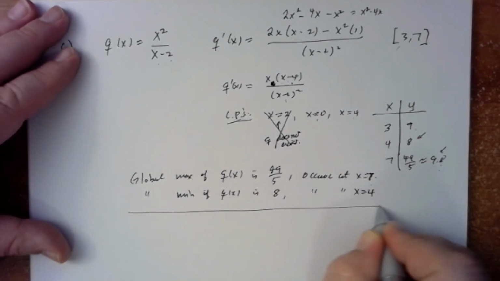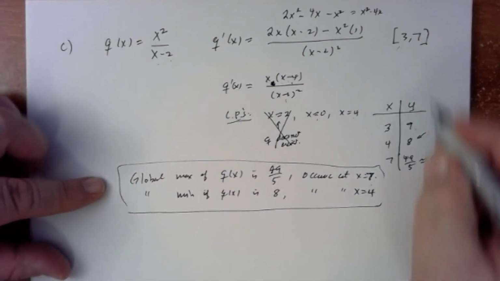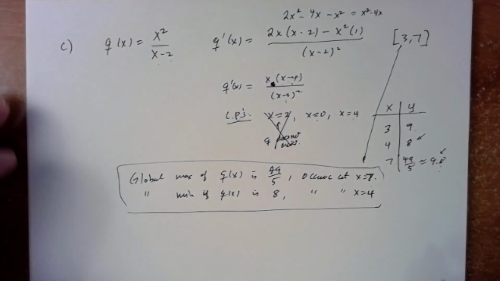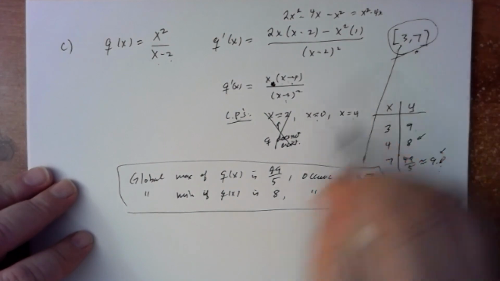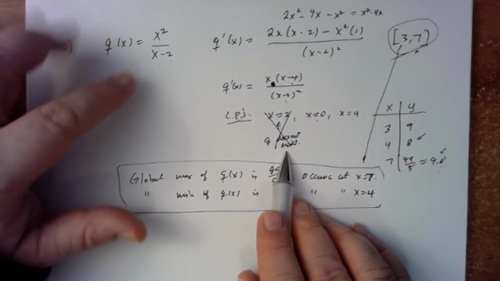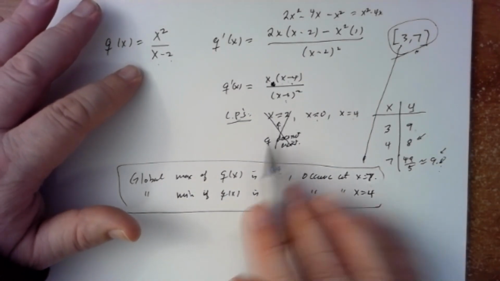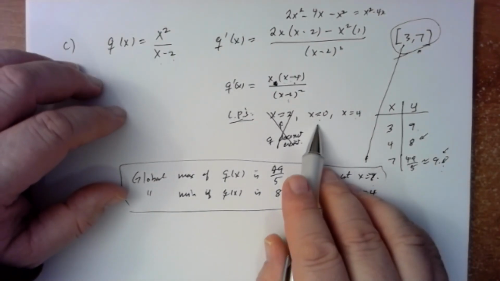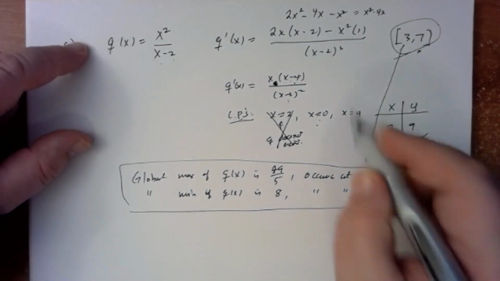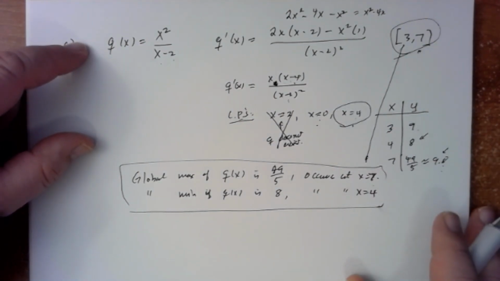Good. Now remember, this is only true on this interval. So the global max and min depends on the interval that you're looking at, because at x equals 2 we probably had a vertical asymptote. We were lucky that we didn't have to mess with that. And then at x equals 0 something might happen as well, but again we didn't have to mess with that because that was outside of our interval. So the only point that we needed to check was x equals 4.